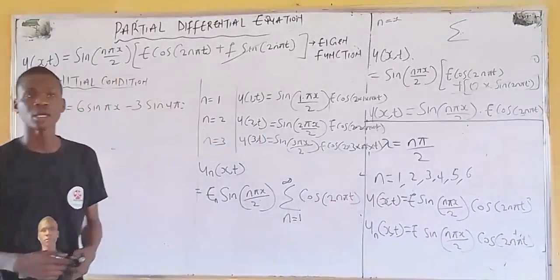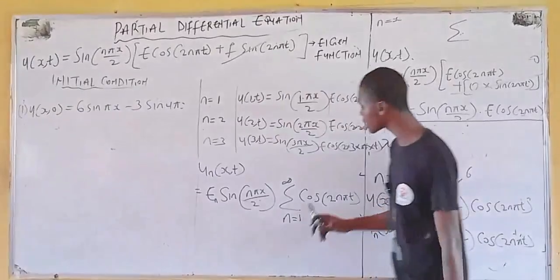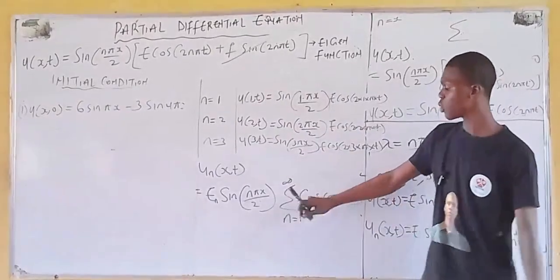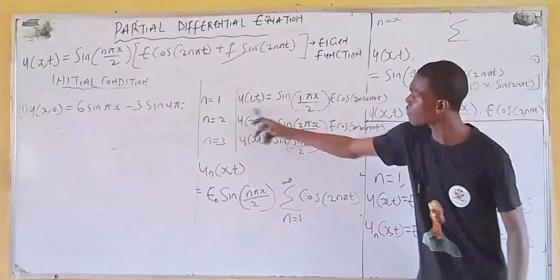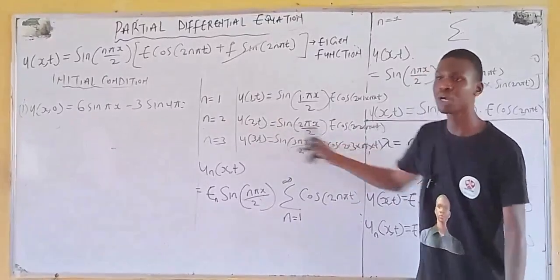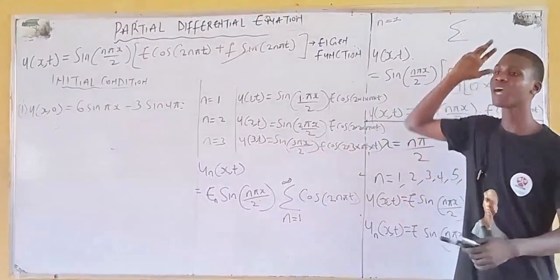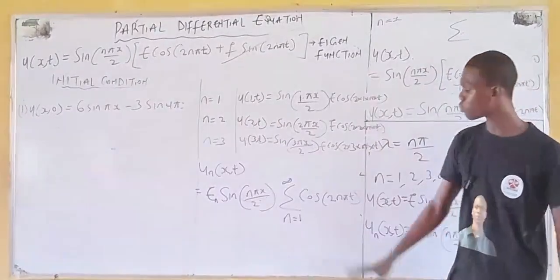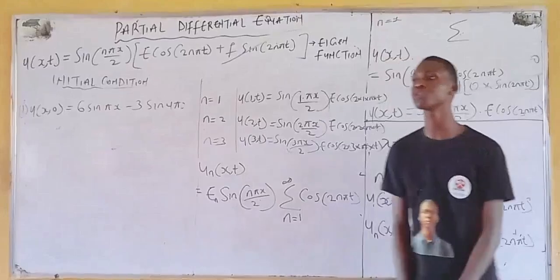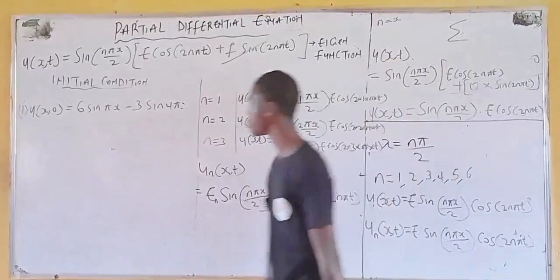Do you get? What this series solution means is that when n equals 1, you have this. When n equals 2, you have this. When n equals 3, you have this. So for any value of n, you have to stop. This is your general wave equation.